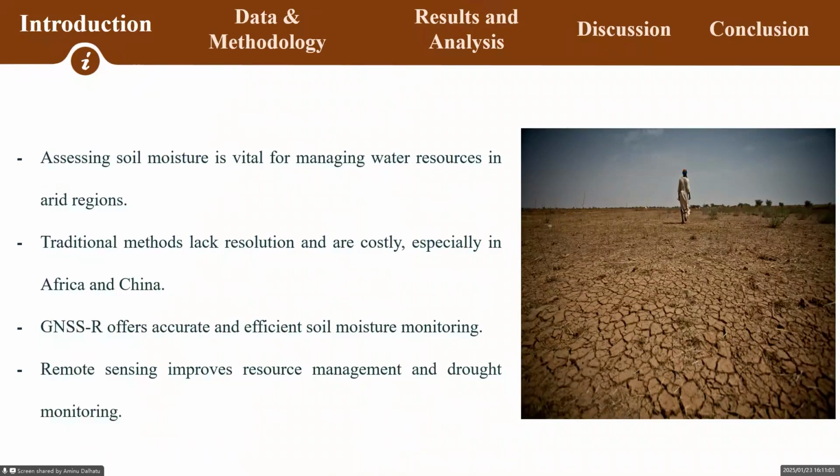That's where remote sensing techniques come into the game to help us improve all of these and to help us face these challenges. But among these techniques, I'm going to choose the GNSSR, which offers accurate and efficient soil moisture monitoring.